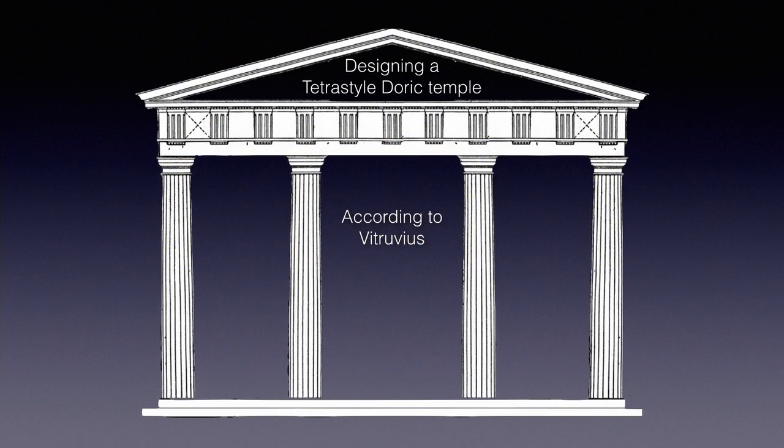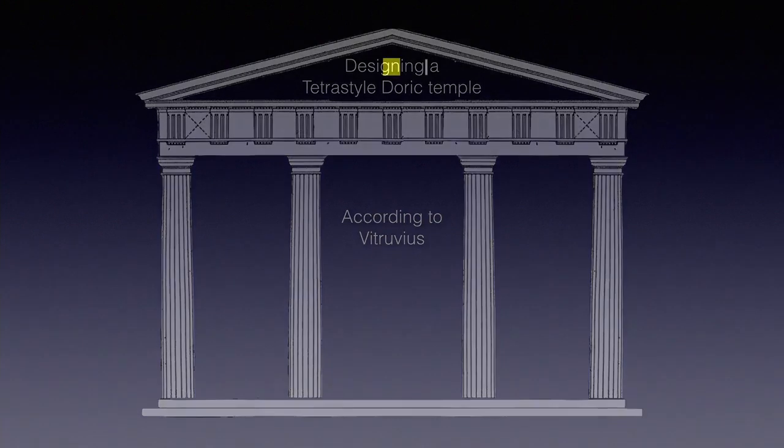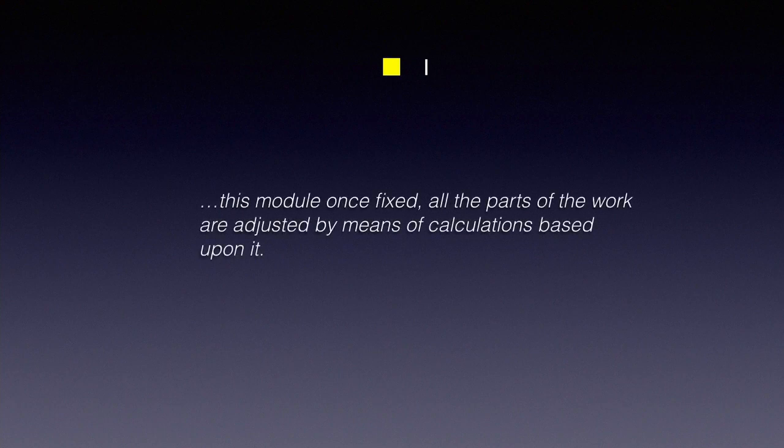You already know what Doric means. Tetrastyle means that the main facade has 4 columns, as you see here. Vitruvius tells us in great detail how such a facade should be designed. Here's how it works. We start with a square. This is our module. Vitruvius says, this module once fixed, all the parts of the work are adjusted by means of calculations based upon it.